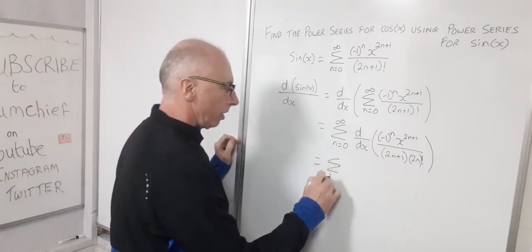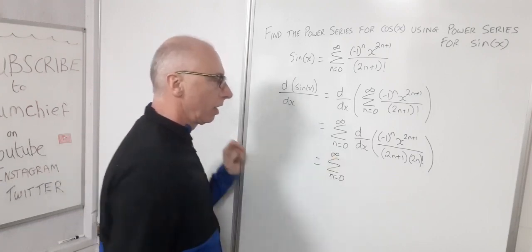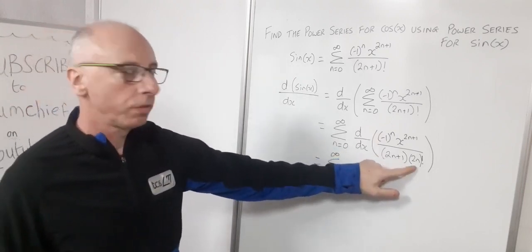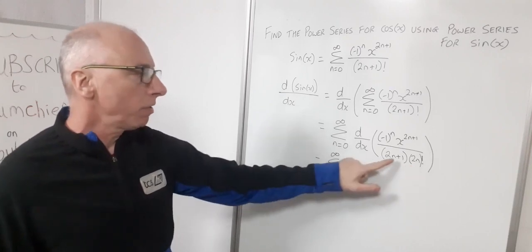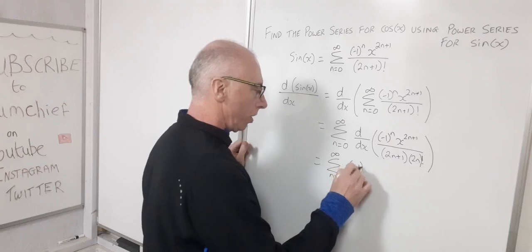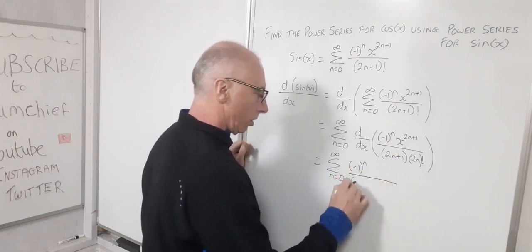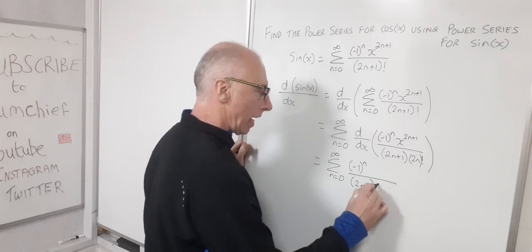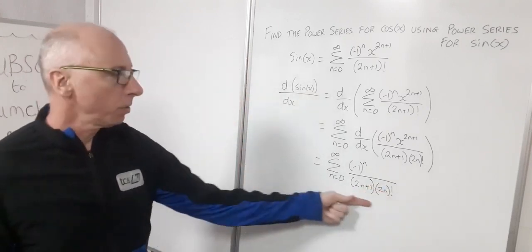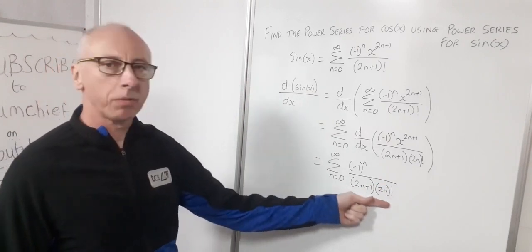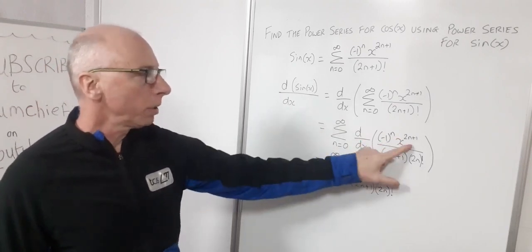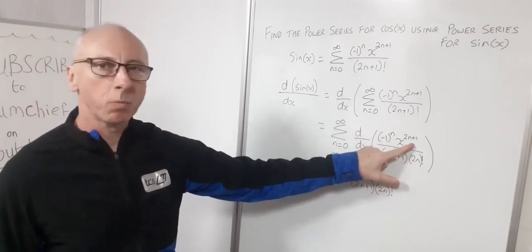So we've got n equals 0 to infinity, derivative with respect to x. There are some terms here that don't involve x, so I can rewrite these straight down here. So I've got minus 1 to the n, 2n plus 1, and 2n factorial. There's no term there with x, so when taking the derivative with respect to x, I can just leave those in. There's a lot of stuff there, but all we're interested in now is x to the power of 2n plus 1.